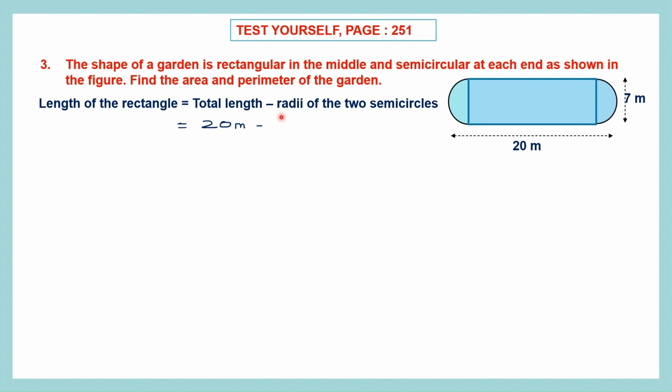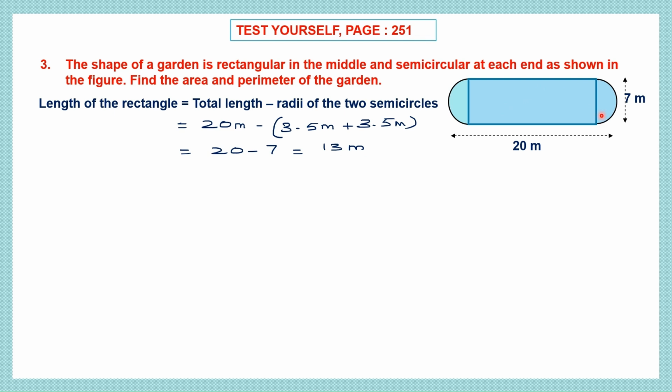So here when we are talking about radius of two semicircles, we are talking about 3.5 meters plus 3.5 meters. So this is equal to 20 minus 7. 20 minus 7 is 13. 13 meters. So we have found the length of the rectangle now. So length of the rectangle is 13 meters.